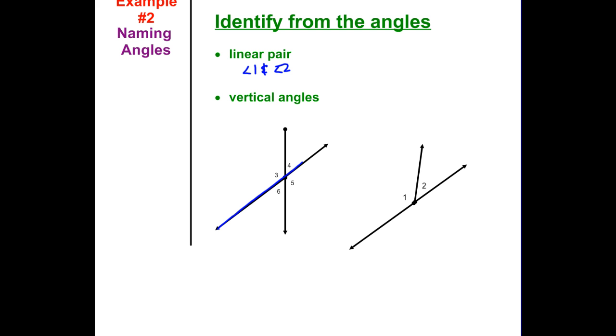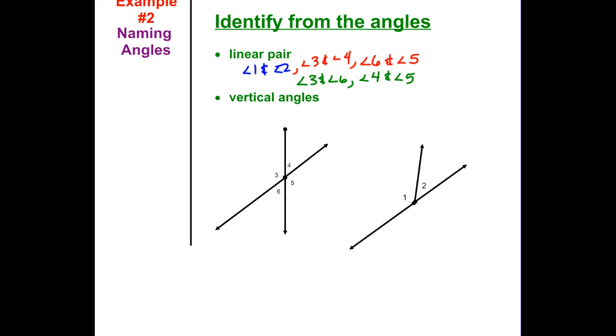Another straight line is this piece right here. Now we have angles on top and we have angles on bottom. So angle 3 and angle 4 make that line, but also angle 6 and angle 5 also make that line. We have one more straight line that's made right there. So that means that 3 and 6 are also linear pairs, and angle 4 and angle 5 are also linear pairs to each other.